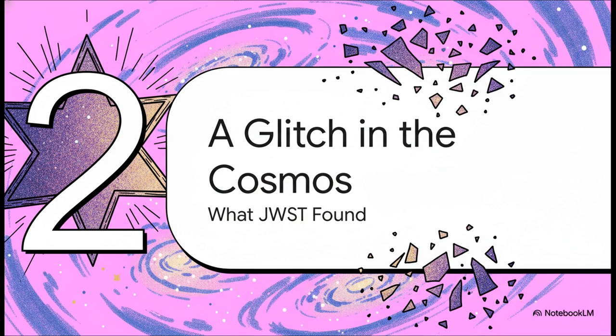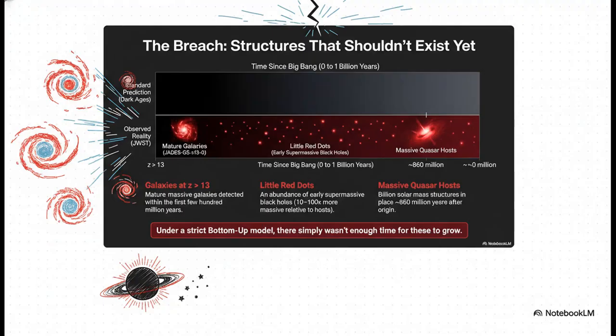And that brings us to this next part, a glitch in the cosmos, all thanks to what the James Webb Space Telescope found when it peered back to the very dawn of time. And here it is. This is the breach in that standard model. The James Webb started seeing things in the super early universe, we're talking the first billion years, that just shouldn't exist yet. Mature, massive galaxies, and these early supermassive black holes they've nicknamed little red dots, which are just enormous for their age. And here's the crucial point. Under that strict bottom-up model, there just wasn't enough time. The clock simply hadn't ticked long enough for these things to grow that big.